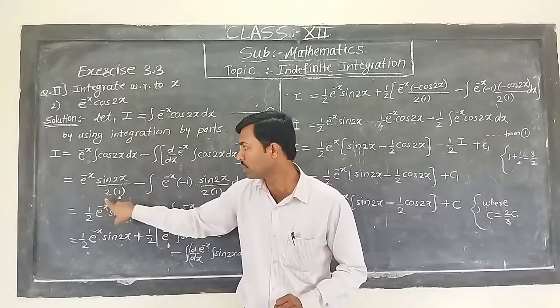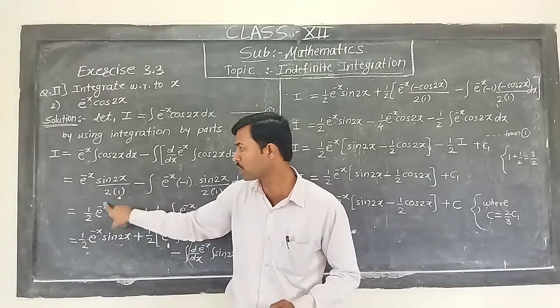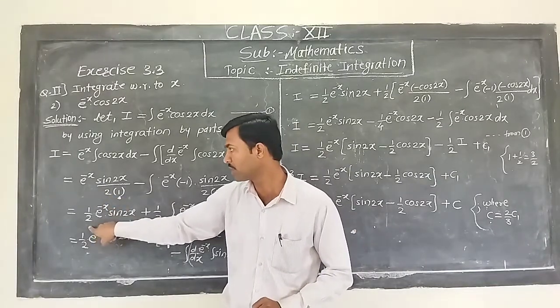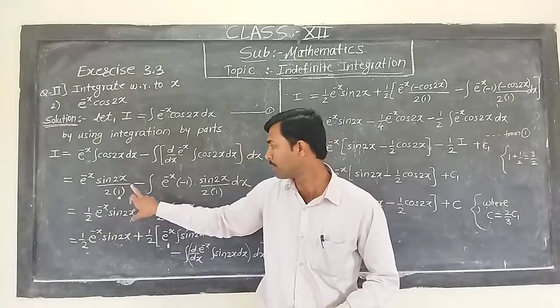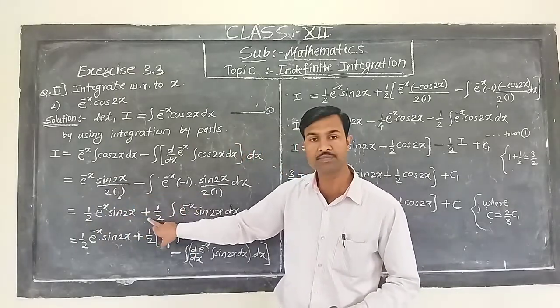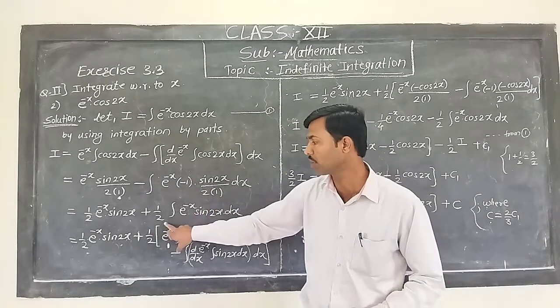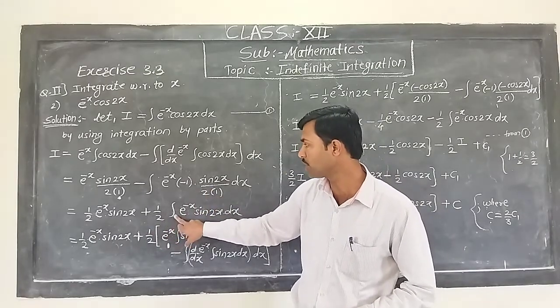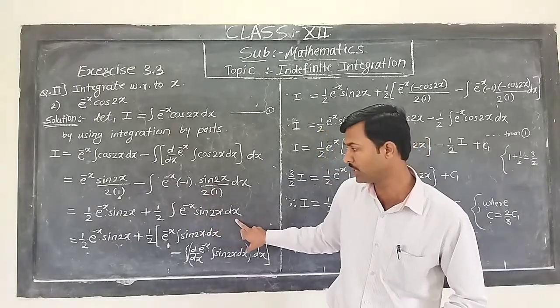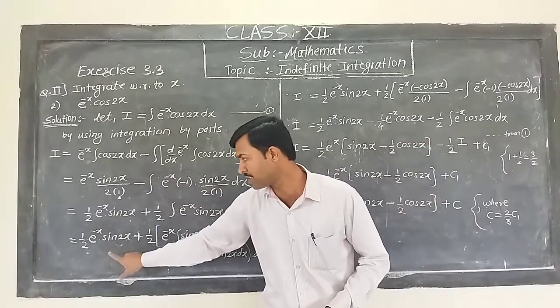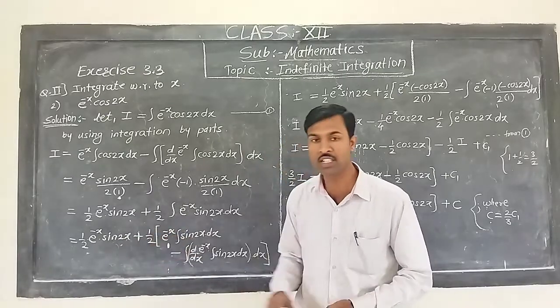Now here 2 into 1 is 2, so take 1 upon 2 in the first term, into e raised to minus x into sine 2x. Look here, minus into minus is plus, 1 upon 2 as a constant, into the integration of e raised to minus x into the remaining term sine 2x into dx. This term remains as it is, plus 1 by 2 remains as it is.